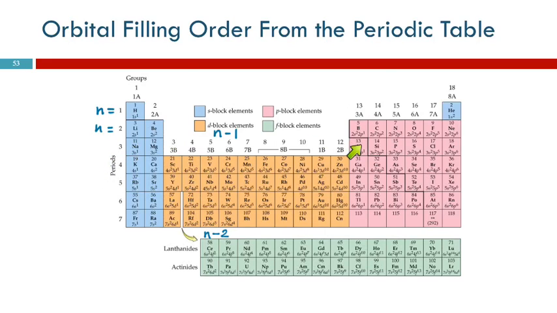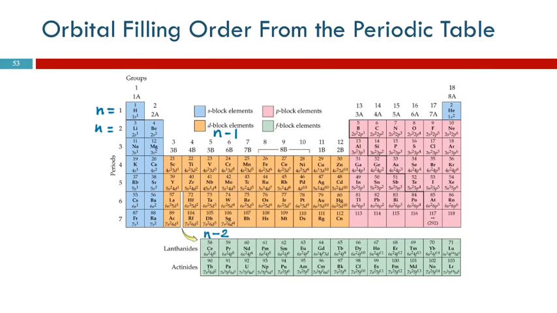So 3S, 3P, 4S, 3D, 4P, 5S, 4D, 5P, 6S, 4F, 5D, 6P, 7S, 6D, 5F, 6D. Right? Crazy.